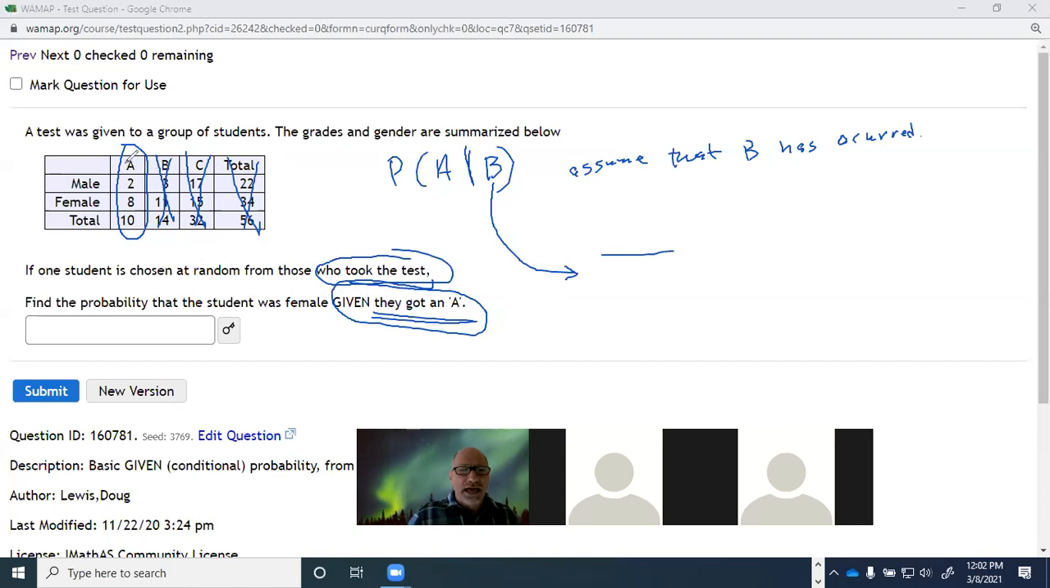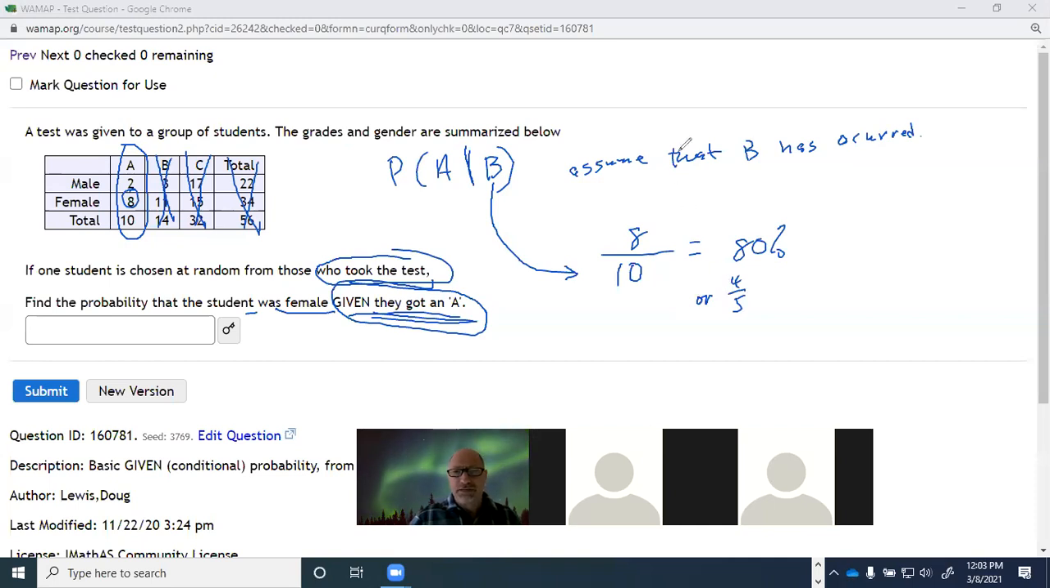And so how many people are in the A column? How many people got an A to begin with that you're picking from? It would be 10. And how many people from that 10 were female? Well, that was 8. So that's just 8 out of 10, which would be 80%, or 4 out of 5 if you want to reduce the fraction.